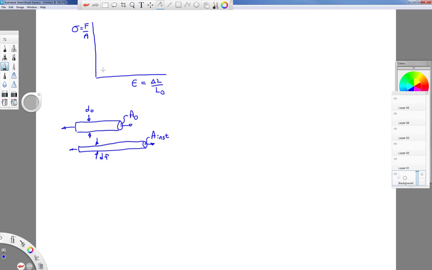Now, when loads are low, there isn't much difference between the initial area and whatever this area is. But when the loads get higher and you start to have higher strains, there tends to be a much larger difference. So if we were to take the force that we measured from our first test and divide it by the original cross-sectional area and plot it versus what we're calling our engineering strain, which is our change in length divided by our original length, we get what's called an engineering stress-strain curve.